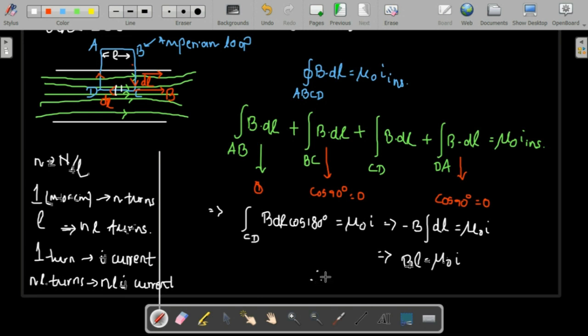So what I can do is take the magnitude of the magnetic field. I'm just considering the magnitude, that's why I've dropped the minus sign, so don't get confused. This is equal to mu naught into I, but the current inside, in L length there are nL turns, so the current is nLI. So I can simply write it as nLI, and this L gets cancelled here. So the magnetic field due to a solenoid is mu naught n I.